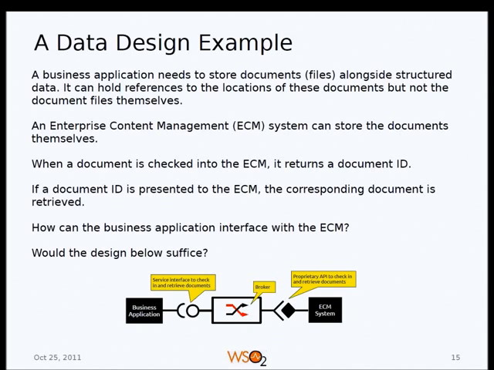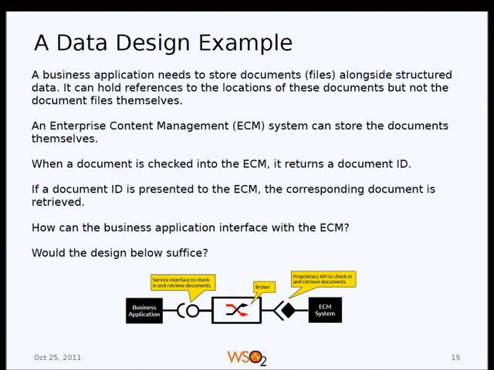What you normally do in such cases is you rely on an enterprise content management system, an ECM system, to hold documents. And what the business application does is it can hold references to those documents as part of its structured database. To make this work, when you check a document into the ECM, it will return a document ID. So you store this document ID in the business application, because that's a piece of structured data it can hold. And similarly, when the business application requires to retrieve a document, it should pass back this document ID to the ECM, and the ECM will return the document.